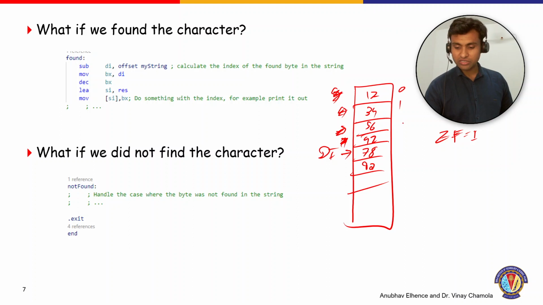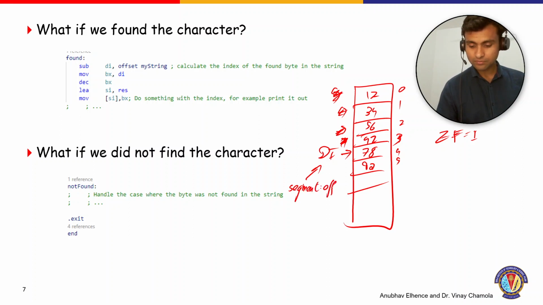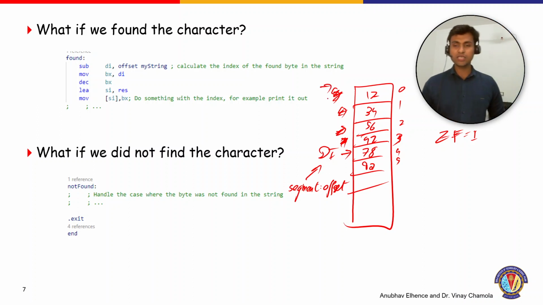So if this is my 0th index, 1, 2, 3, 4, 5, the index number which I want is 3. And where the di is pointing to right now is at 78. Okay. So first thing which I'll do is I'll subtract. So this is actually having the absolute address right now. This is absolute in the sense segment colon offset format. And if I subtract from that the base of my string, I'll get this number. All right, I'll get this number.